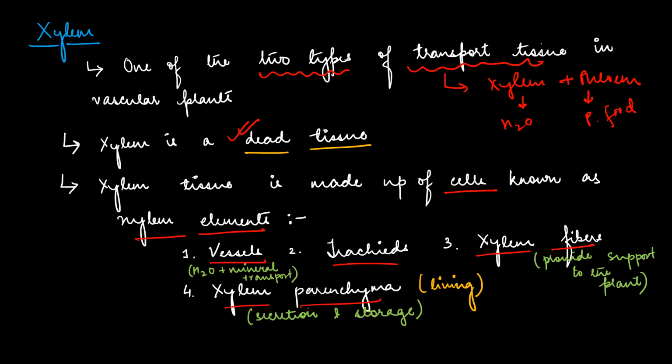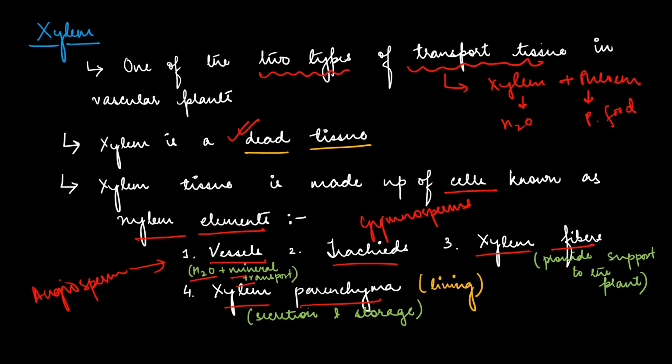Vessels and tracheids both help in the transportation of water and minerals, right? Vessels basically help in angiosperms. Angiosperms are basically flowering plants, right? And tracheids help in gymnosperms. Means tracheids carry water and minerals in gymnosperms, and vessels carry water and minerals in angiosperms.